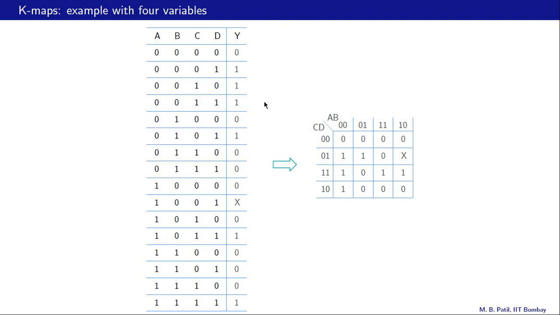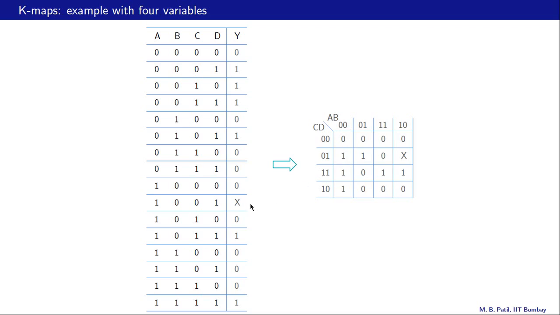Let us now look at the mapping of Y from this format to this format for a few entries. For example, consider this one. What are A and B? 0, 0. What are C and D? 0, 1. So we have AB 0, 0 and CD 0, 1. So we have this column and this row, and that is where that one goes.